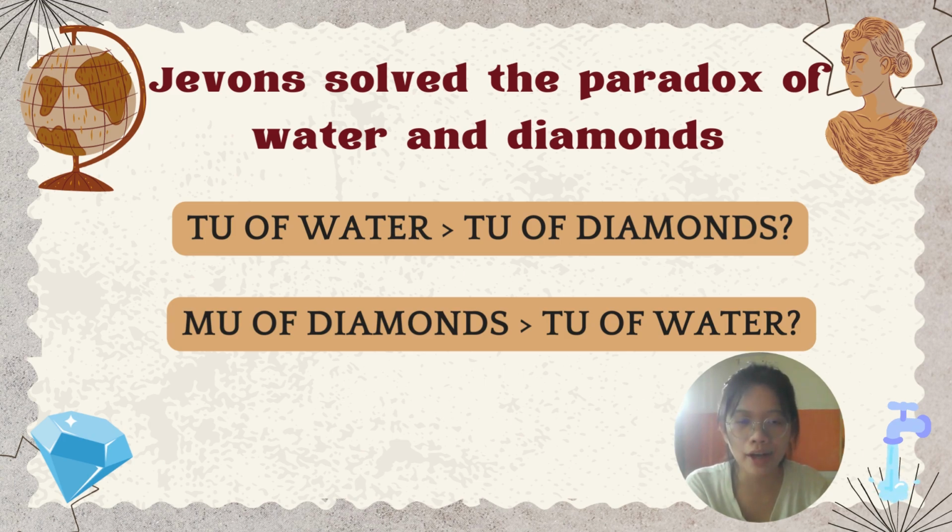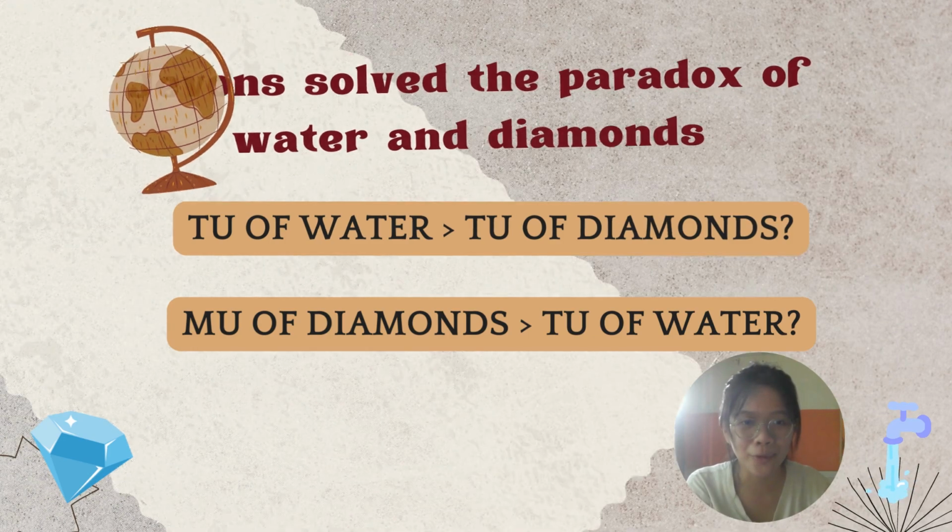However, the final degree of utility, or marginal utility, of diamonds is greater than the marginal utility of water. It is because diamonds are very valuable compared to water, and water has an abundant stock which is very easy for human beings to access. We humans would rather have an additional unit of diamonds compared to an additional unit of water. Hence, the marginal utility of diamonds is greater than the marginal utility of water.